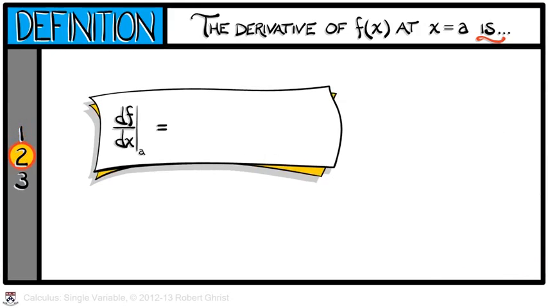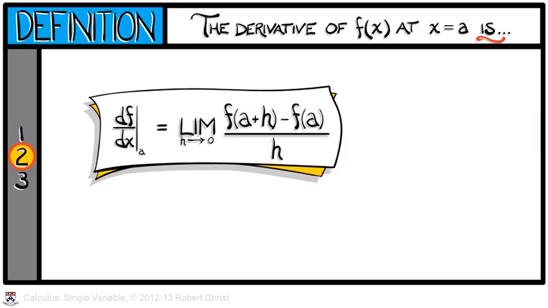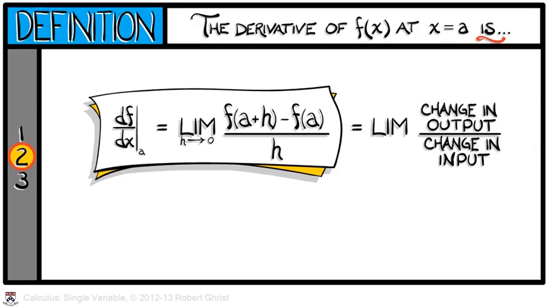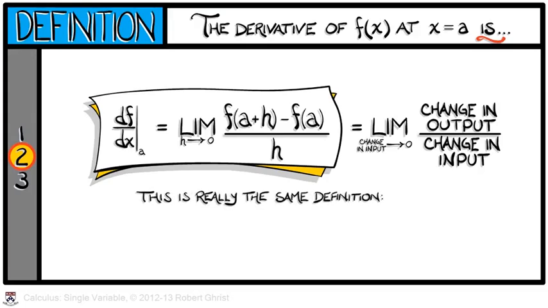Our second definition should look familiar. The derivative of f at a is the limit as h goes to 0 of f of a plus h minus f of a over h. This, too, has the interpretation as the limit of the change in output over the change in input as the change in input, h, goes to 0.